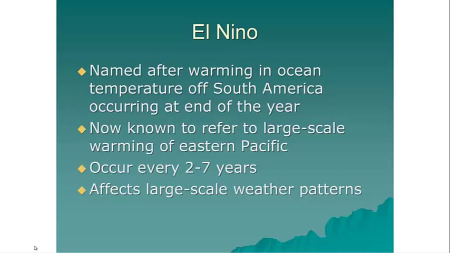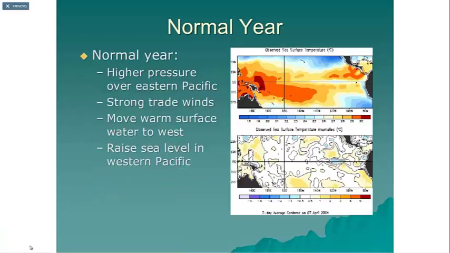So El Nino, the water is getting warmer than normal, but it's hard to predict when that will occur because it could be 2 or it could be 7 years apart. But we do understand now that it does affect large-scale weather patterns.